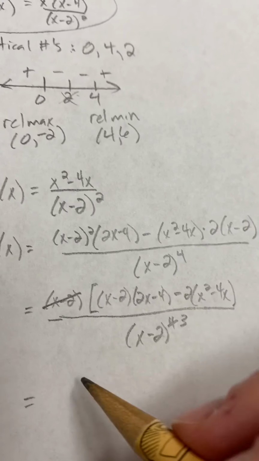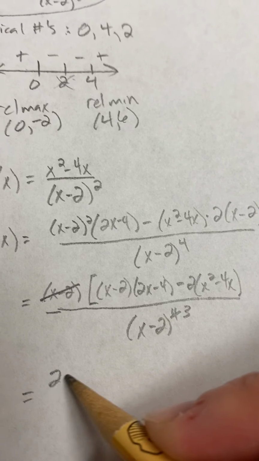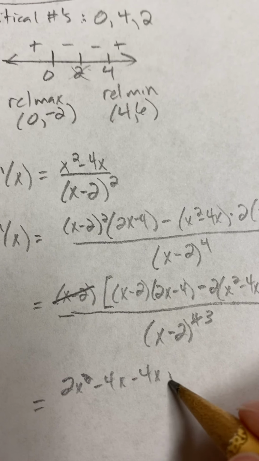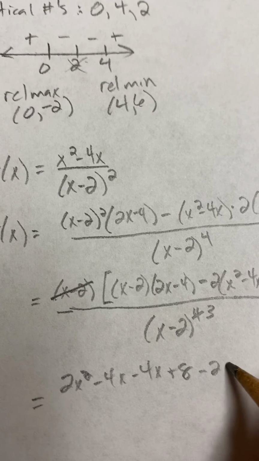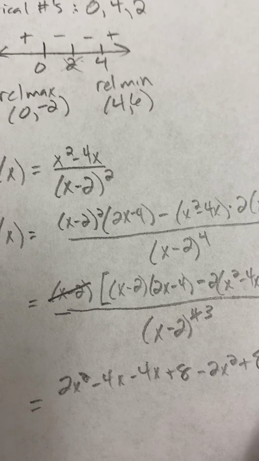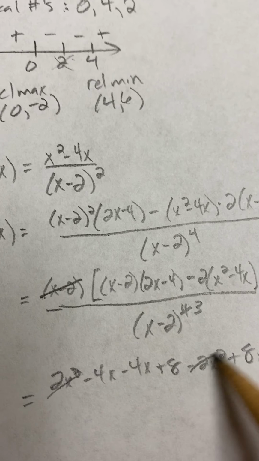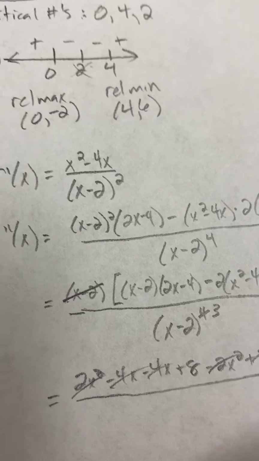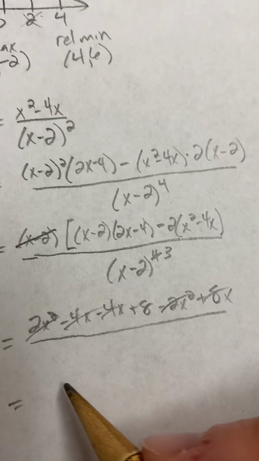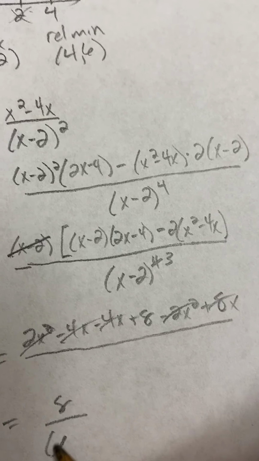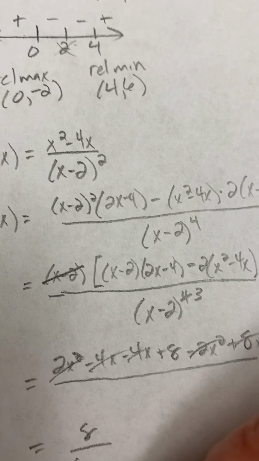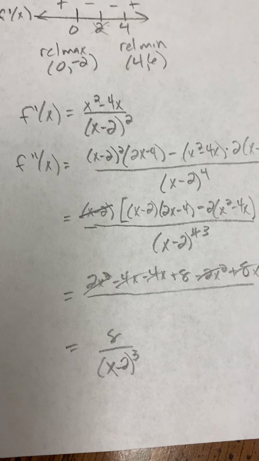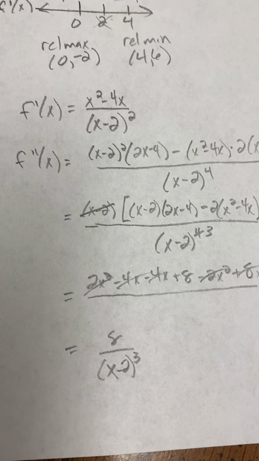So let's see what happens here. So 2x squared minus 4x plus 8 minus 2x squared plus 8x. So remember, that's just the numerator. Those all cancel. So we end up with 8 over, paper's moving, x minus 2 cubed. That is our second derivative.